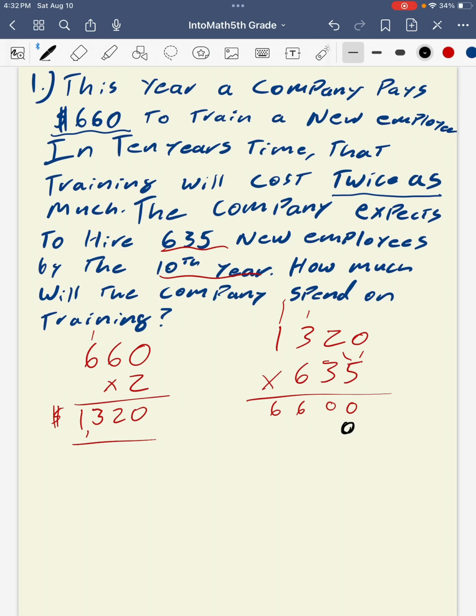Now I'm in my tens. I put a placeholder 0 because I'm no longer multiplying by my ones. 3 times 0 is 0. 3 times 2 is 6. 3 times 3 is 9. And 3 times 1 is 3.